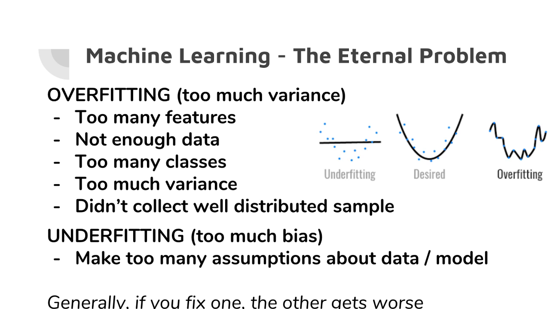But in general, you want to be somewhere in between the two. So if you improve underfitting, you end up with more overfitting. If you improve overfitting, you get more underfitting. So really, you want to find a fine line in between the two that gets you the best accuracy on the training and the test set. And that's how you verify your accuracy for your algorithm. Any questions about that?